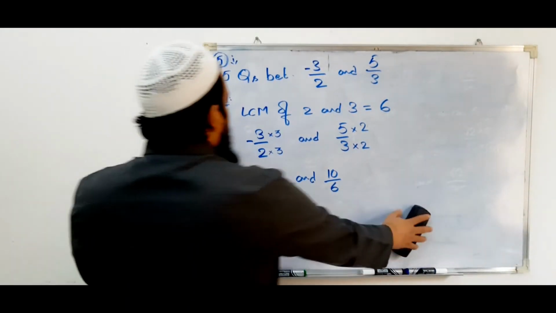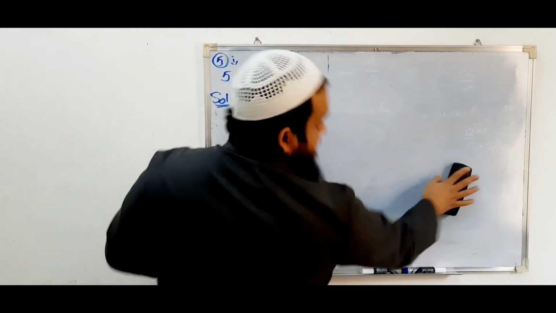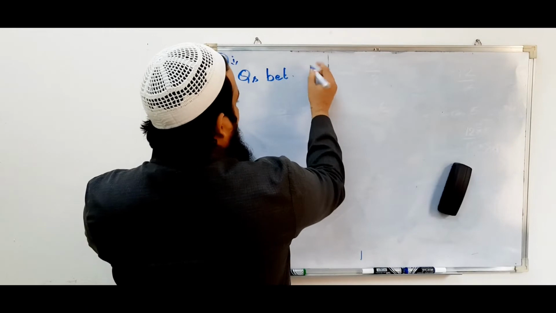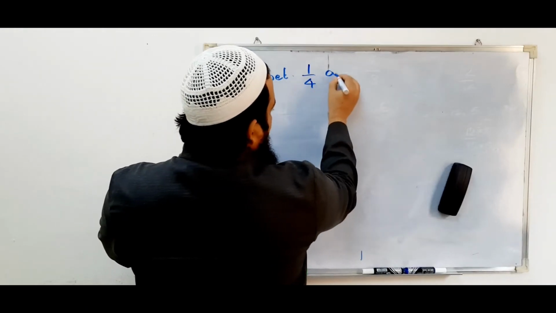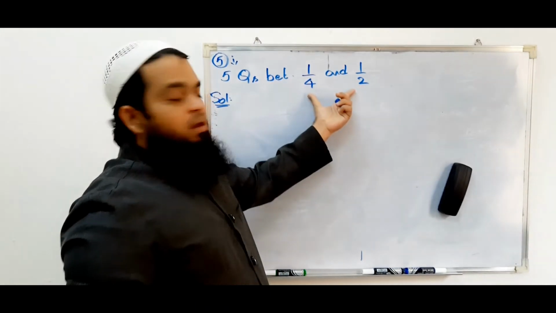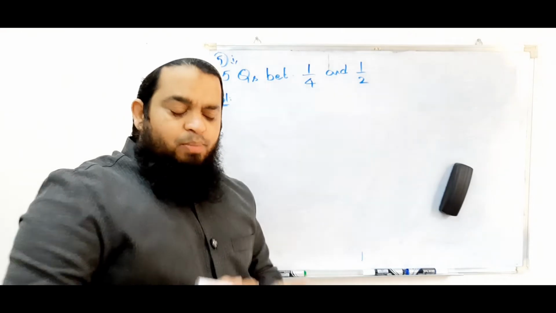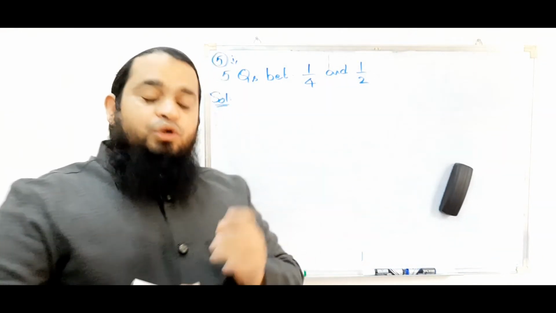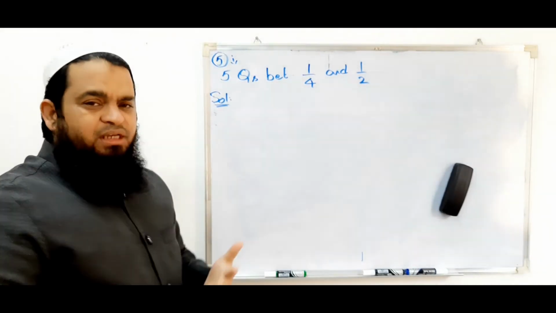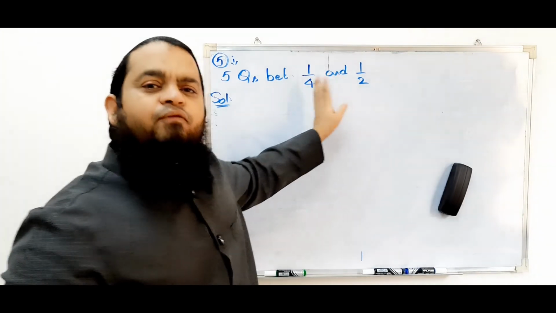Next, let us take. He is asking us to find out 5 rational numbers between 1 by 4 and 1 by 2. Okay. Here the both denominators are 4 and 2. You know better. So 4 and 2, you have a common factor 2. Therefore, we have to take LCM. So what is the least common multiple? Least common multiple is 4.